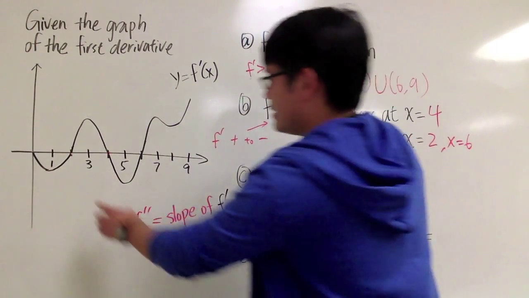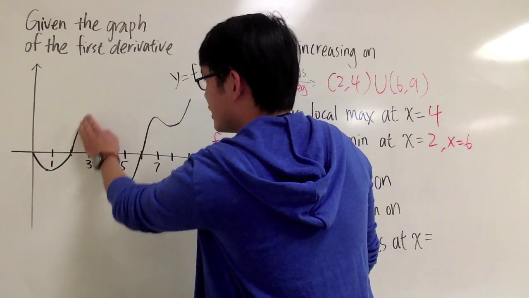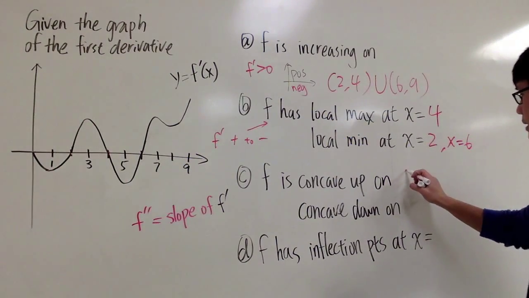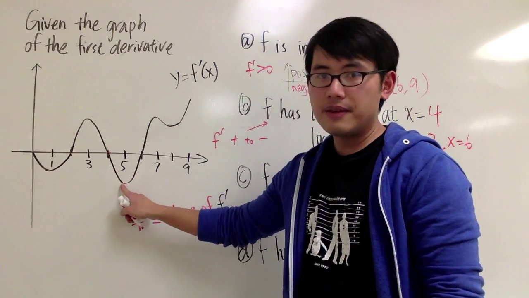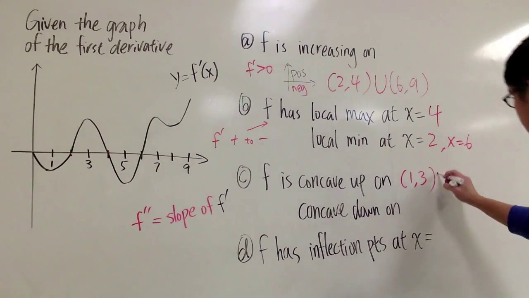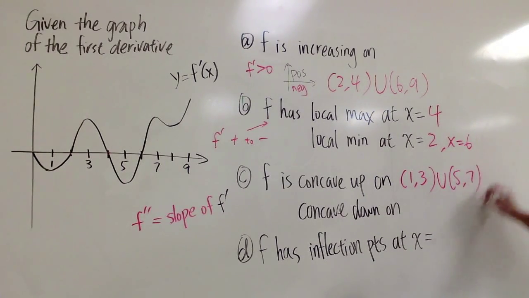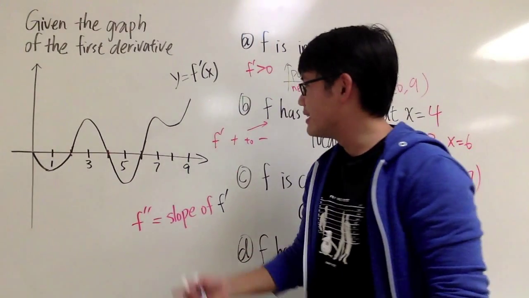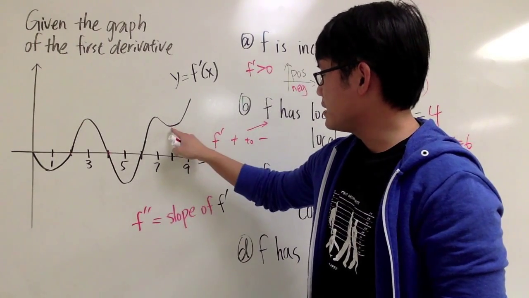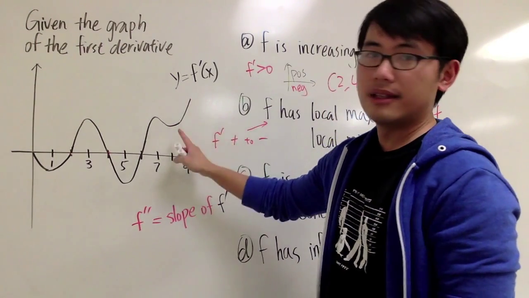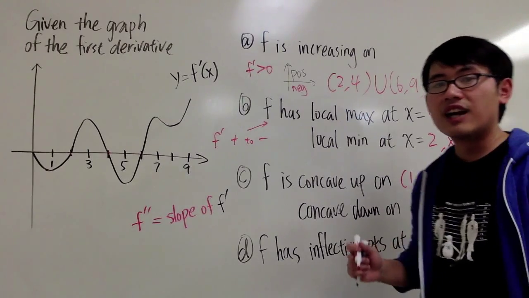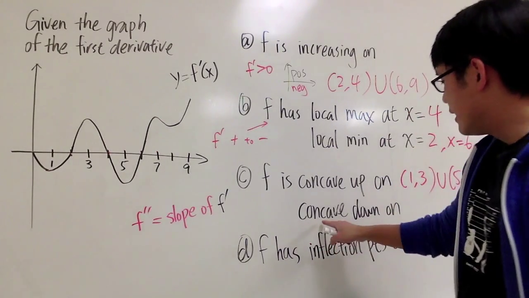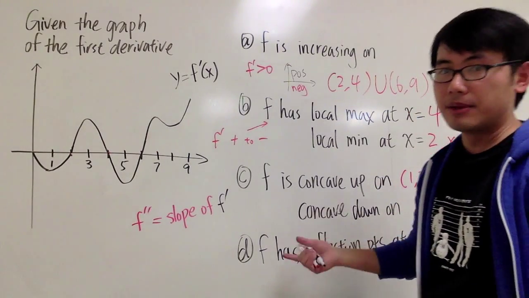Okay, so let's see. From 1 to 3, this right here is going up, right? So 1 to 3. Where else? From 5 to 7. So union from 5 to 7. Anything else? Yes, from 8 to 9, it's also going up. So the third one is from 8 to 9. And that's concave up.